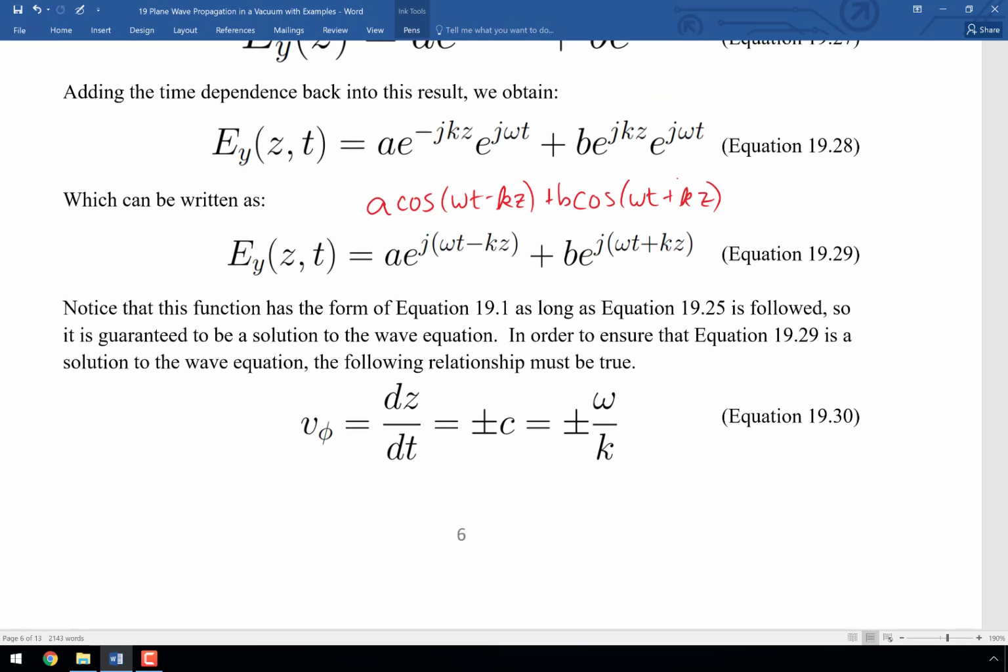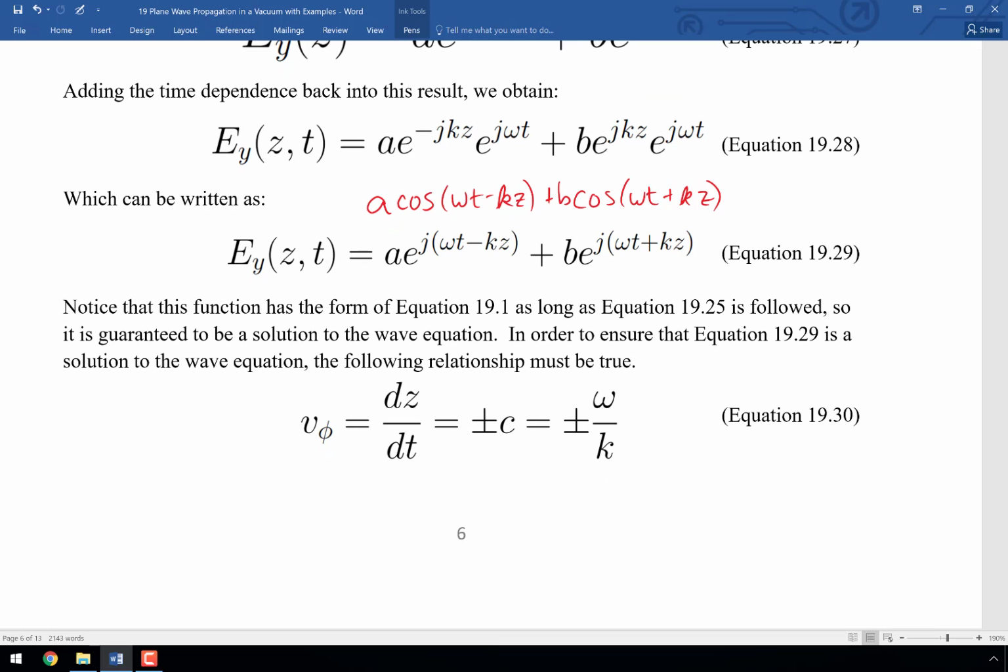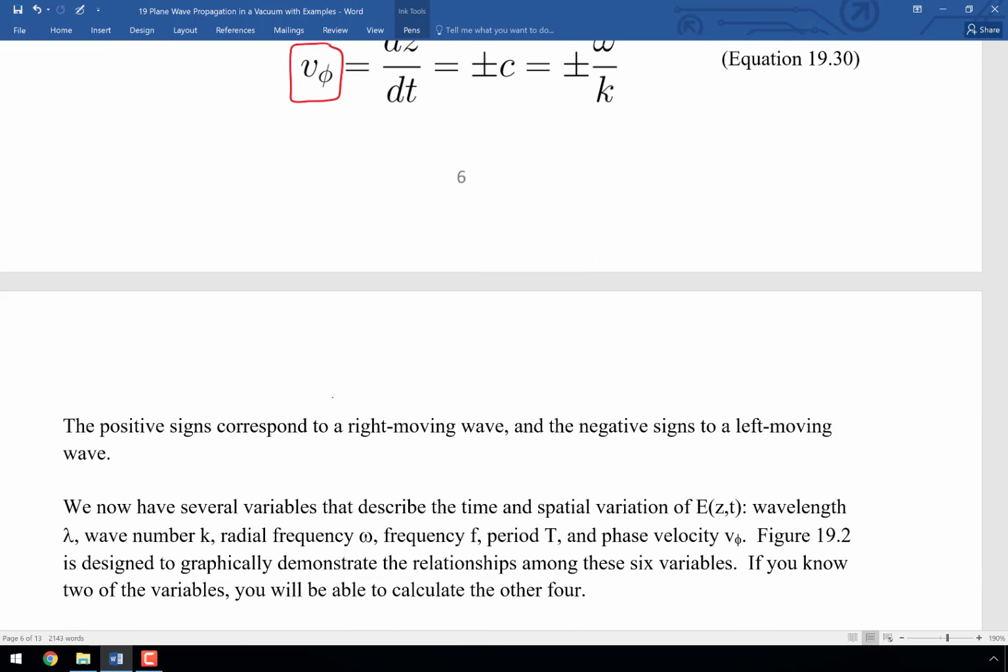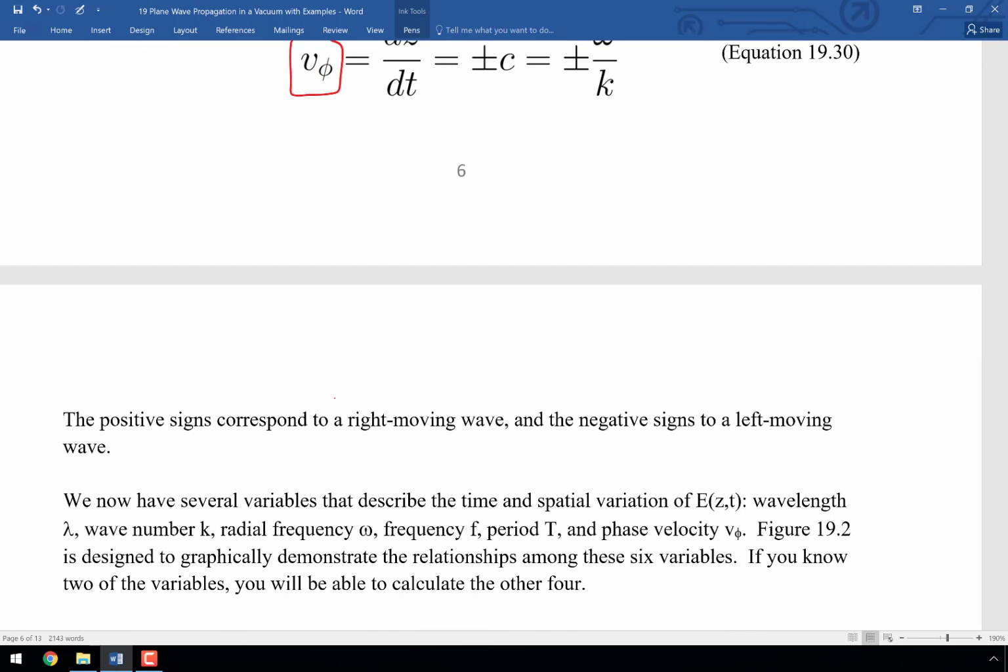We can also refer to c as the phase velocity, v sub phi. Sometimes we'll just refer to this as v. We'll tend to be a little bit more precise and refer to it as v sub phi in some cases. That's either going to be plus or minus c as the wave is propagating to the right or to the left, and we know that that has to be equal to plus or minus omega over k. So we now have a lot of different quantities. We have the wavelength lambda, the wave number k, the radial frequency omega, the frequency f, the period T, and the phase velocity v sub phi.